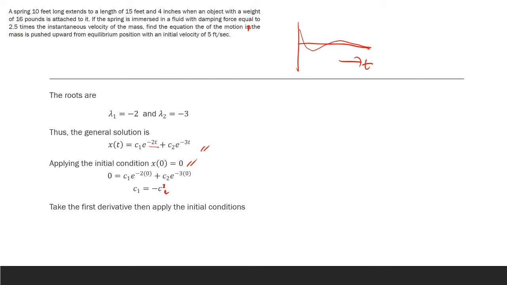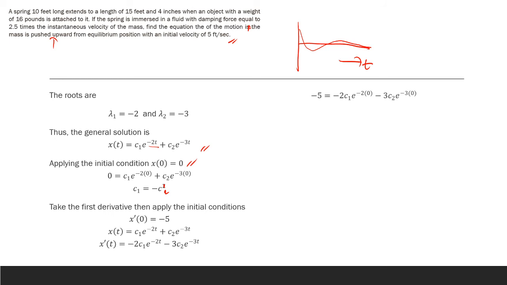Now, another initial condition is using the velocity. Also, take note, it was said that it was pushed upward from equilibrium position. So, therefore, your velocity is negative. In order for us to apply the second initial condition, we need to first take the first derivative of x of t. So, this is your x of t, that's c1 e raised to negative 2t plus c2 e raised to negative 3t. Let's get the first derivative, that's x prime of t is equal to negative 2c1 e raised to negative 2t minus 3c2 e raised to negative 3t.